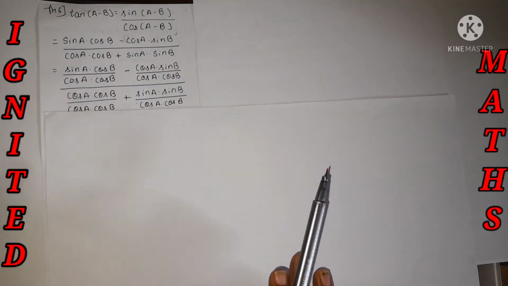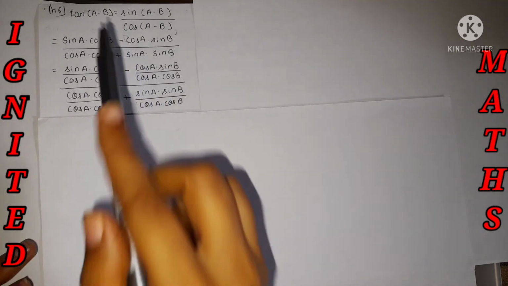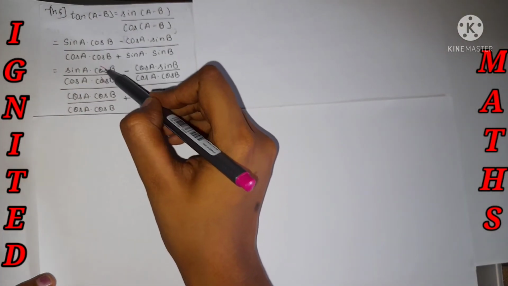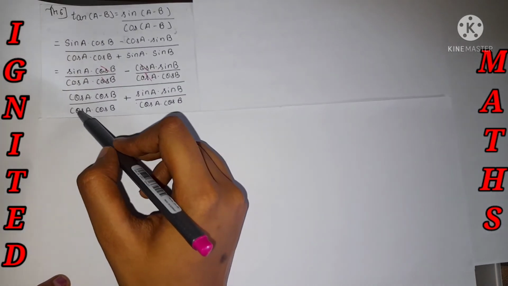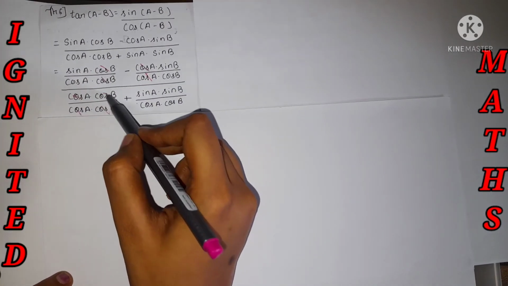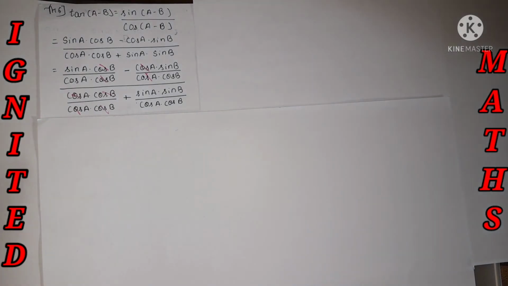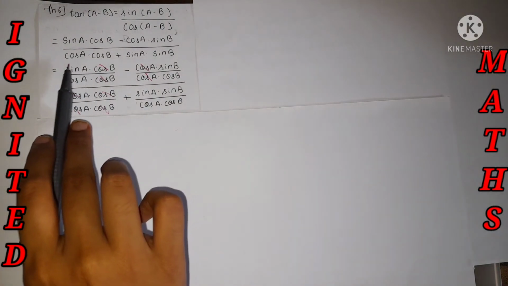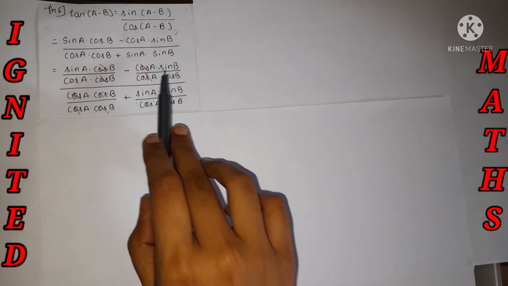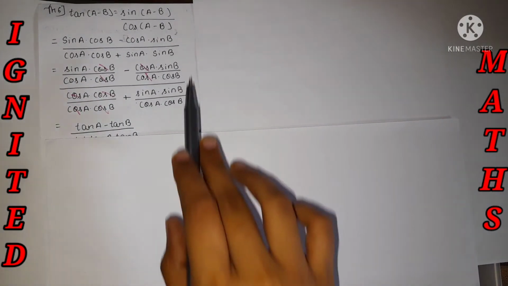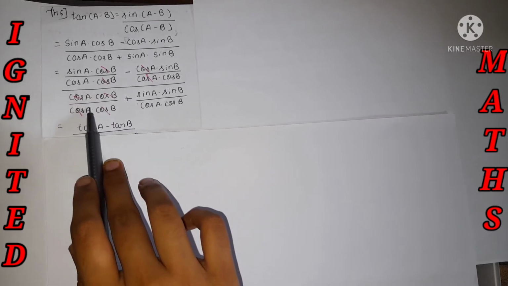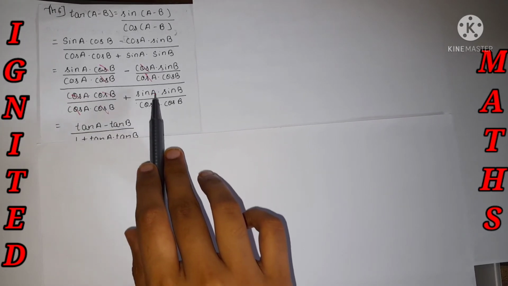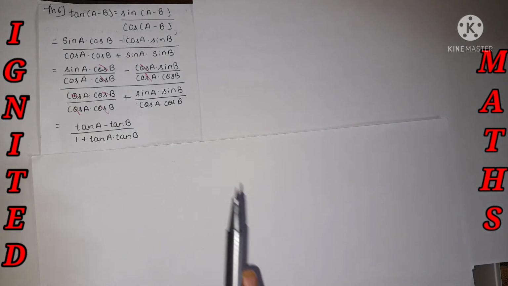Divide each term. After dividing, cos b cancels, cos a cancels, and over here cos a and cos b also cancel, and for the rest of the terms we'll just put the formula. It's nothing but tan theta is equal to sin theta by cos theta. So tan a minus tan b, and 1 plus sin a into sin b by cos a into cos b is nothing but tan a tan b. Yes, by the formula we can apply this.